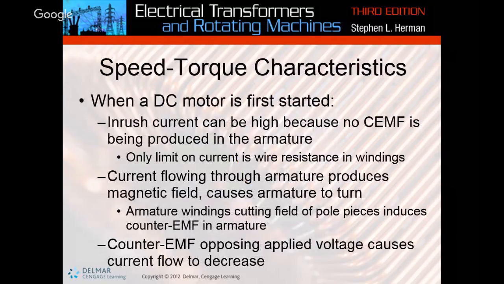Okay, speed torque characteristics. When a DC motor is first started, an inrush current can be high because no counter EMF is being produced in the armature. The only limit on current is the wire resistance in the windings. So current flowing through the armature produces the magnetic field, which causes the armature to turn.